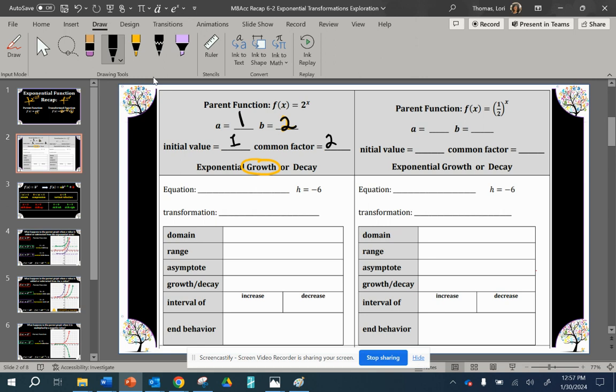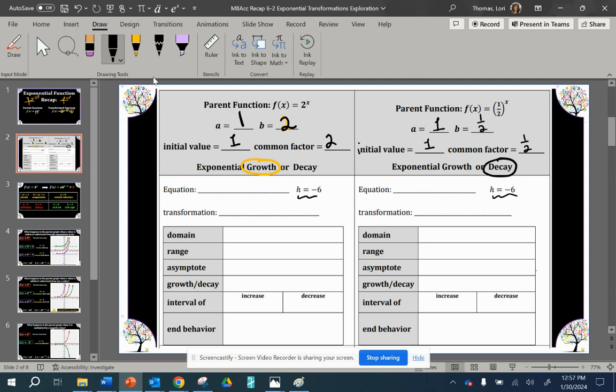And then on the right side, we're going to be taking a look at the parent function, our exponential decay parent function, and changing it up given our new variables. So in this exponential decay, our a is 1, our b is 1/2, the initial value, there should be an a right there, is 1, and our common factor is 1/2.